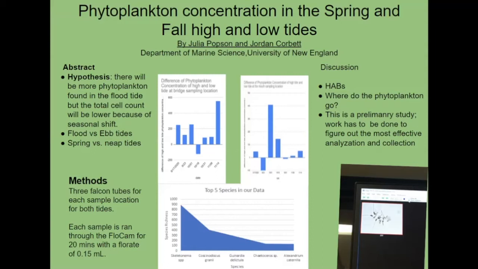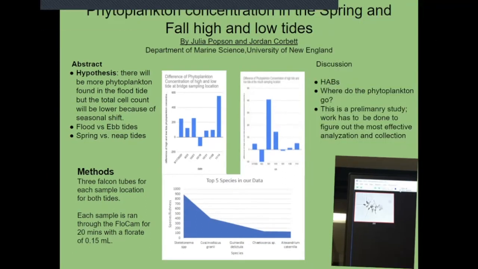The data shows that there is an uptake of phytoplankton concentration at the bridge sampling location. After taking the difference between both tides at each location, the concentration for each location is greater than zero, meaning that there are phytoplankton species coming in but not leaving. Species that showed up fairly often were Skeletonema, Coscinodiscus, Gennardia delicatula, Chaetoceros, and Alexandrium catenella.